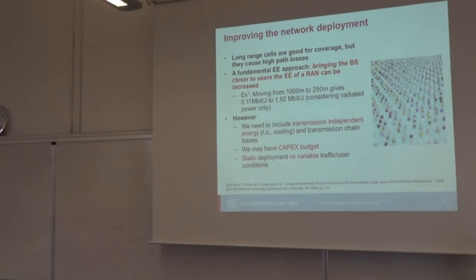For instance, to give you an idea, if you move from a range which is 1 kilometer to 1/4 of it, 250 meters, if you consider just the relative power, you go from having 0.11 megabit per joule to something which is close to 2 megabit per joule. So you have a lot of improvement if you move closer to your base stations.